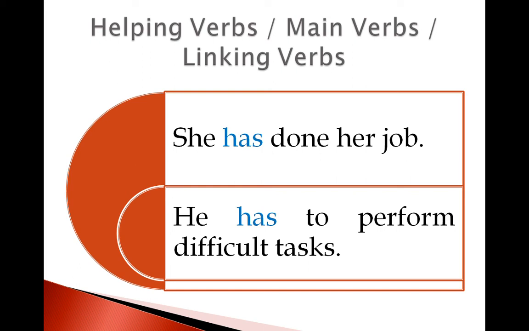The next example, he has to perform difficult tasks. Has is the auxiliary that we are to classify. To perform, it's to plus first form of the verb. And we know that as a general rule, to plus first form of the verb is an infinitive and it does not function as a verb in a sentence. And if to perform is not a verb, then has must be the main verb.